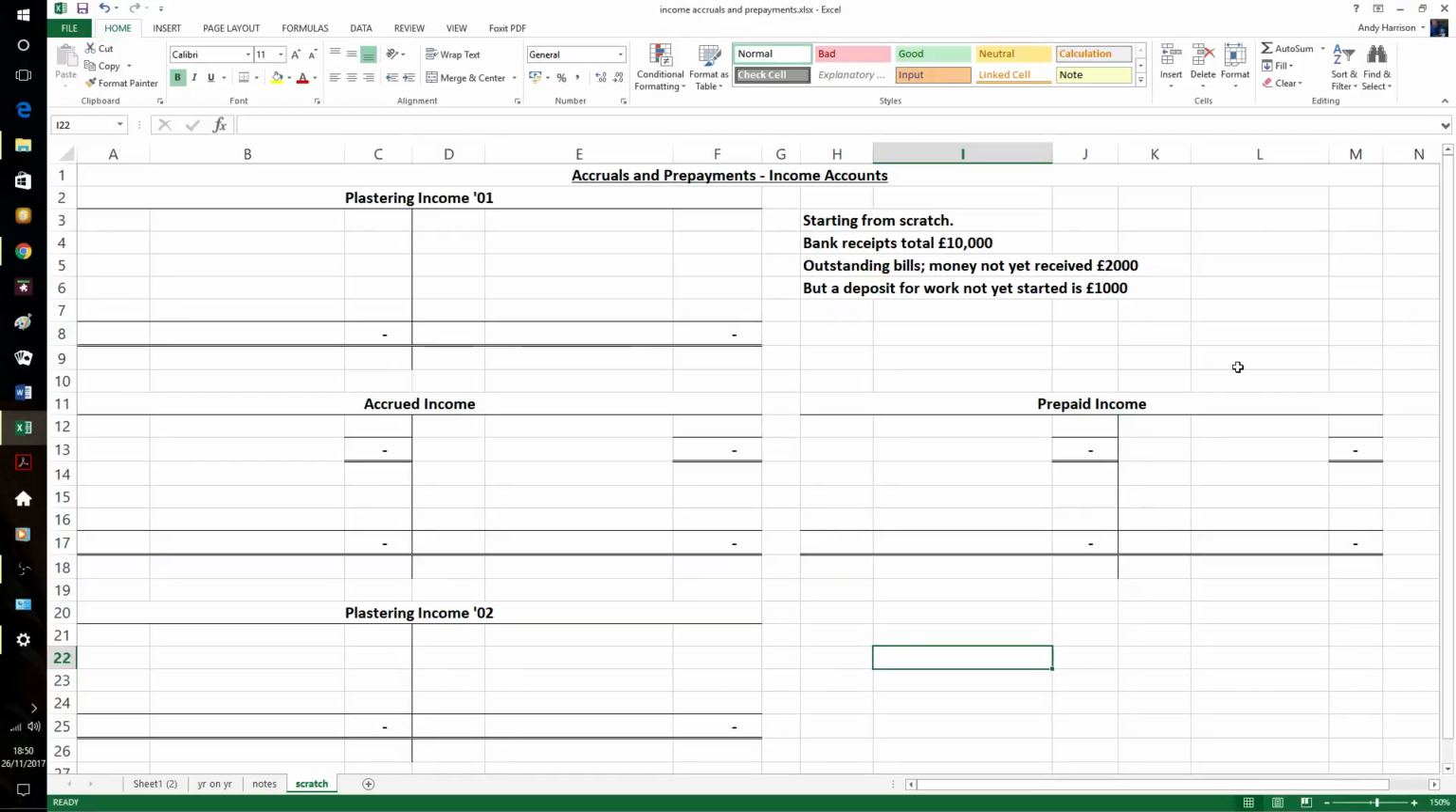Hello again people, time to have a look at some accruals and prepayments, this time focusing entirely on income accounts. Income accounts are a bit like sales accounts and they have a relationship a little bit like a sales ledger control account as well. We'll discuss that later. We've got two little worksheets to do and some notes to come.